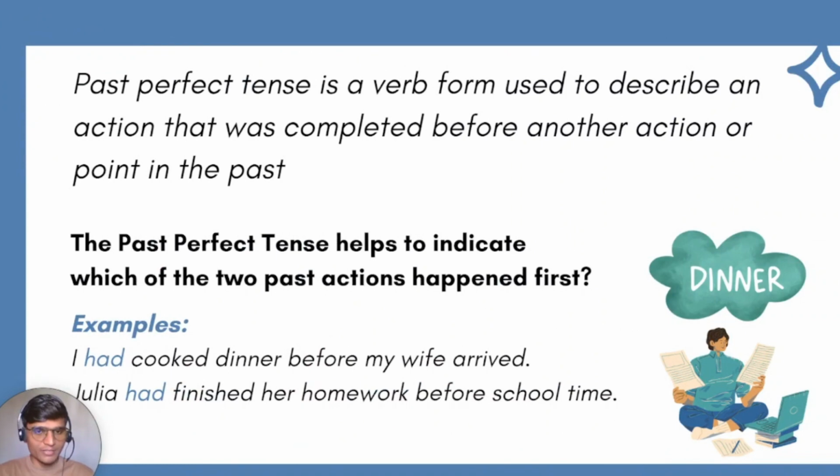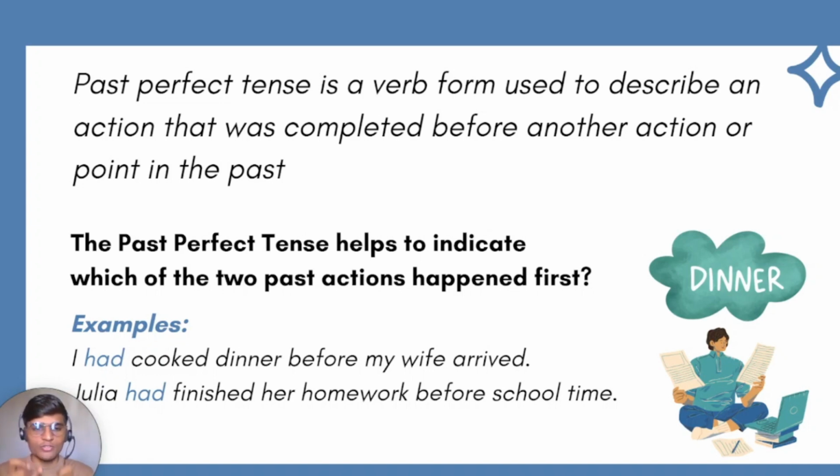Past perfect tense is a verb form used to describe an action that was completed before another action or point in the past. Actually, past perfect tense shows you which of two actions happened first, right? So here are two simple examples for you. I had cooked dinner before my wife arrived. Julia had finished her homework before school time.